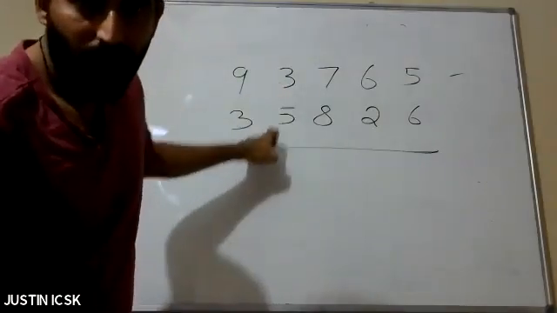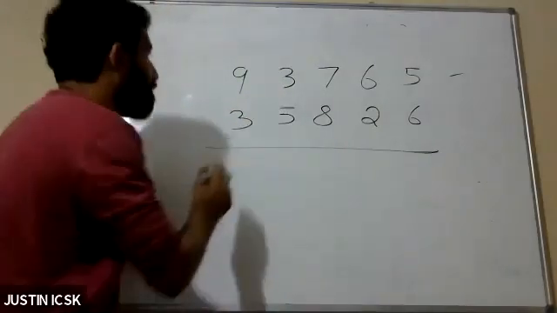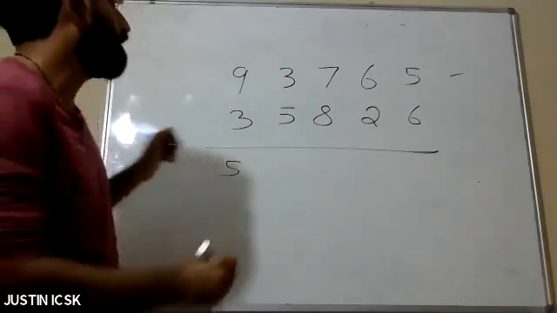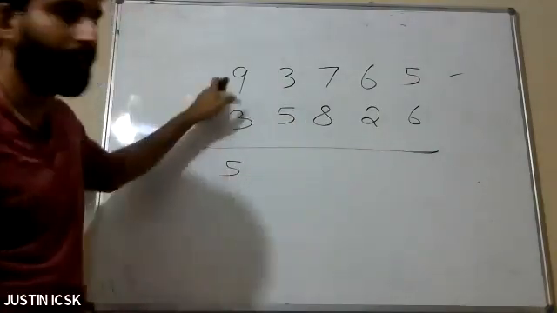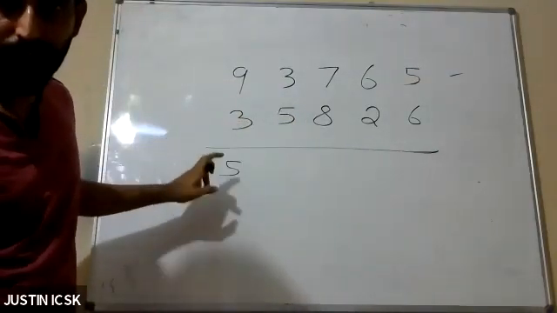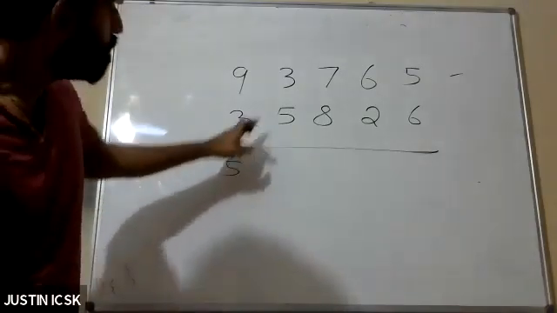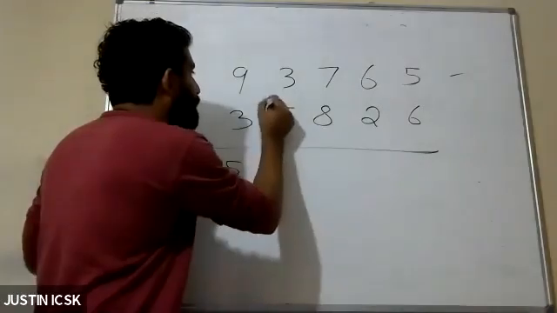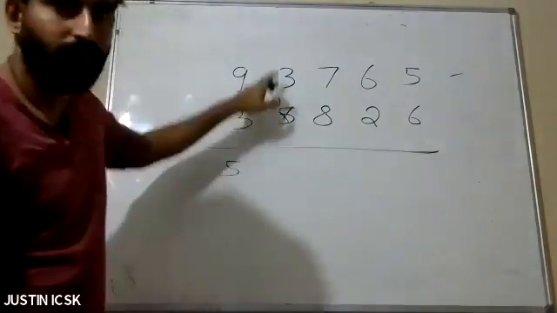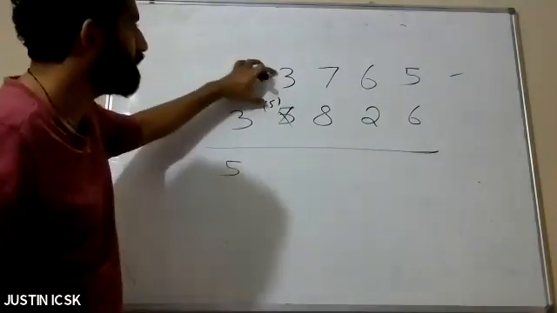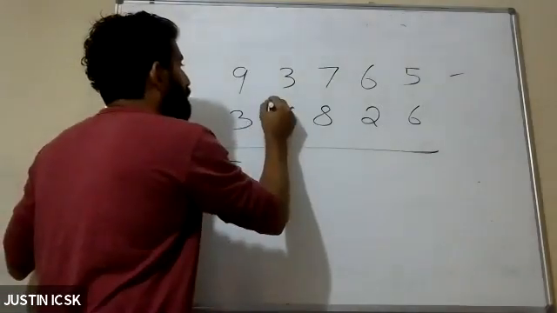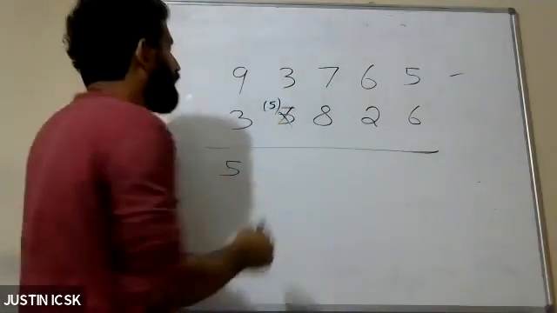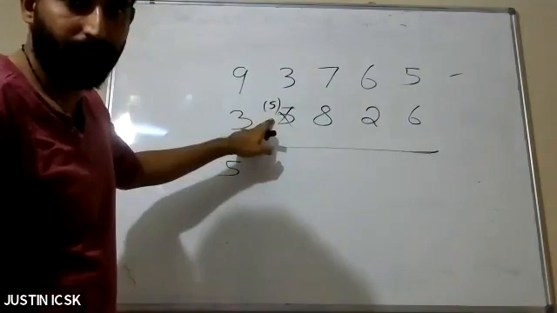This is indirect, so I'm writing 5. 9 minus 3 is actually 6, but this is indirect, so I'm writing 5 only. The complement of 5 is 5, so 3 plus 5 is 8.